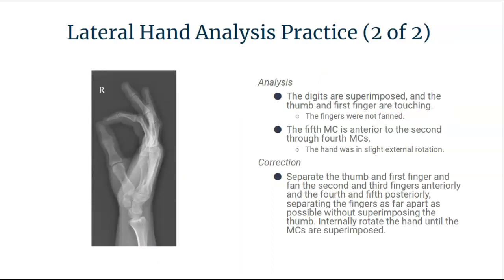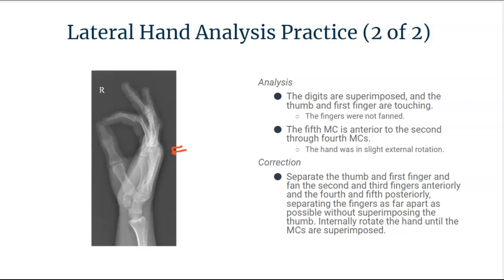In our next image analysis, the lateral hand, we have a couple positioning errors. First, we can see some superimposition of the soft tissue by both fingers, the first and second digits touching each other. Also, the metacarpals are not superimposed all the way here.